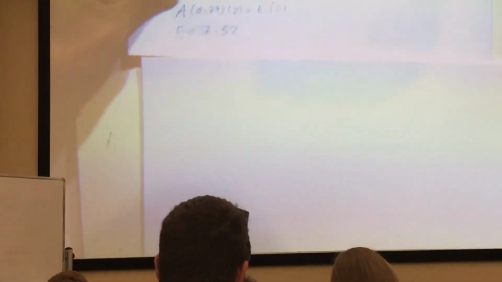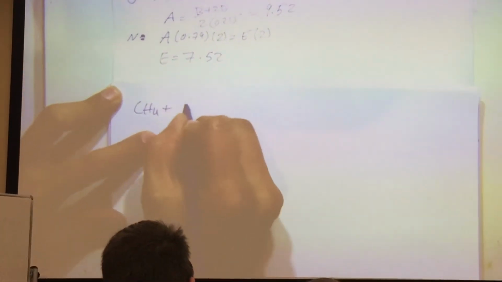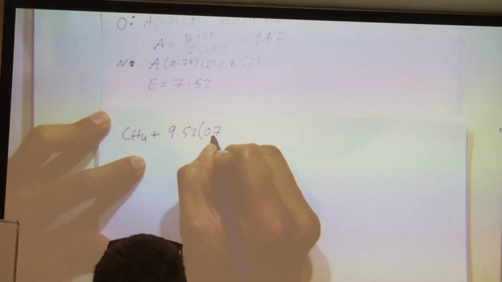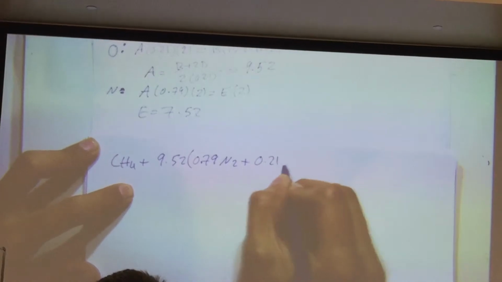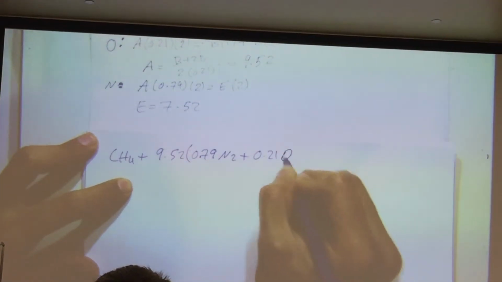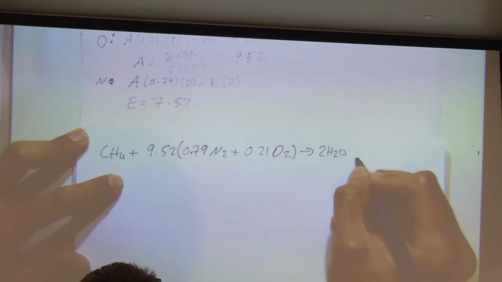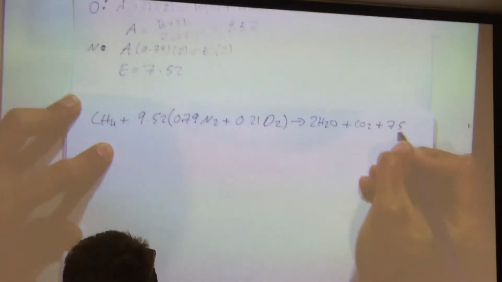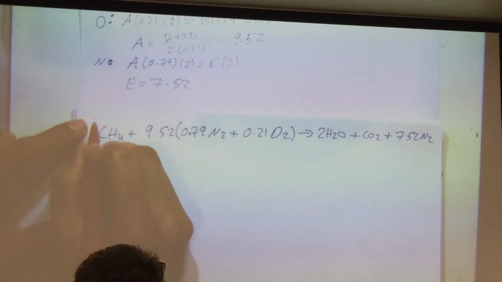So let's write the final equation, what it looks like. It's CH4 plus 9.52 multiplied by 0.79 nitrogen plus 0.21 of oxygen will give me 2H2O water plus CO2 plus 7.52 of nitrogen. And that's my final equation.